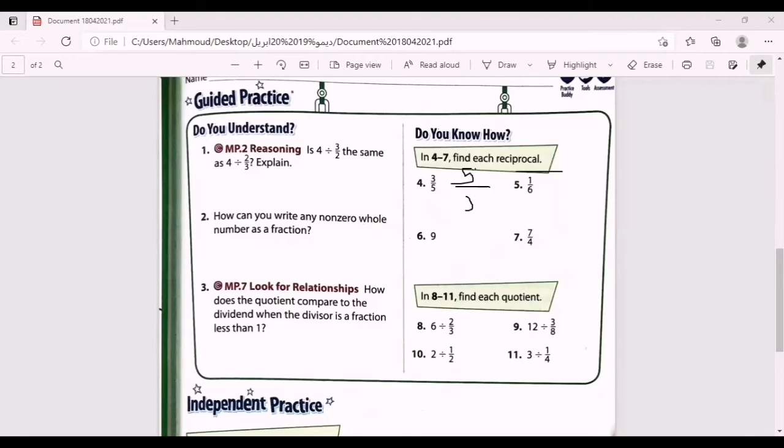Thanks so much. What about you, Ammar? Can you answer this question? 7/4. Can you find the reciprocal here? 7/4, yeah. It will be 4/7. Excellent. Thank you so much, Ammar. What about this? Can you answer? This 9/1, the answer will be what? 1/9. Excellent. Thanks so much.